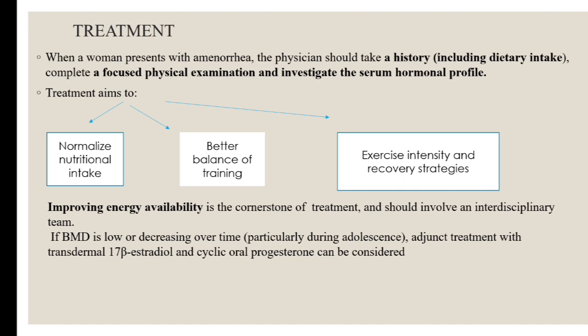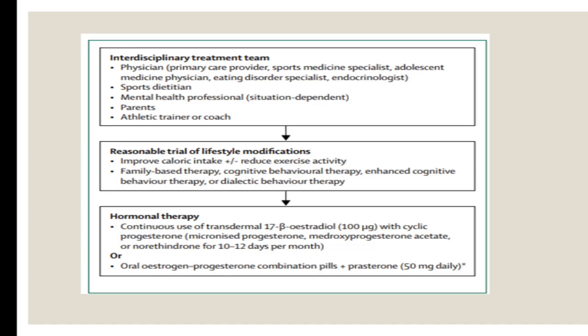If bone mineral density is low or decreasing over time, particularly in adolescence, adjunct treatment with transdermal 17 beta estradiol and cyclic progesterone can be considered. So this is the interdisciplinary treatment team: physician, dietitian, mental health professional, parents or coach. A reasonable trial of lifestyle modification, like improving calorie intake, family based or cognitive behavioral therapy, or dialectical behavioral therapy; hormonal therapy one can take. Thank you.